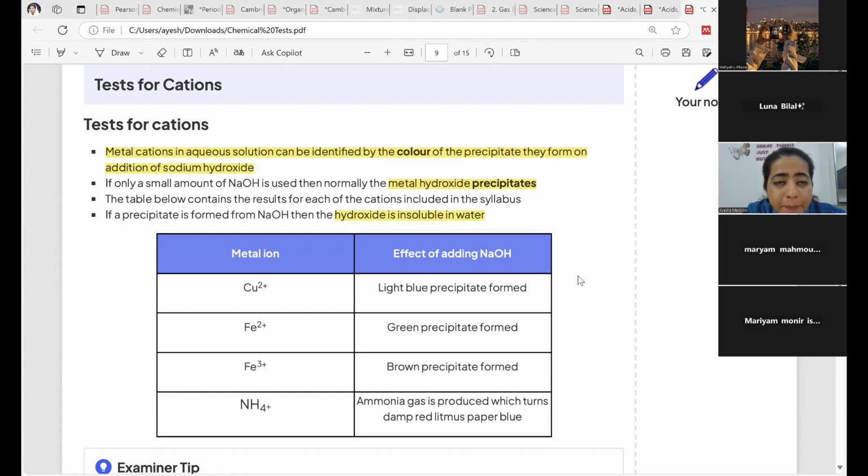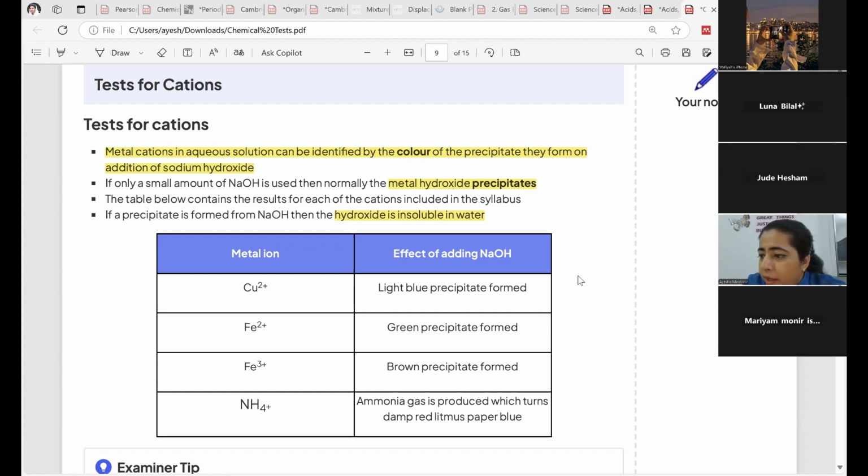Yes, Luna? Yes, Miss, again? I couldn't hear you. Anion and cation, which one is forming from metal, which one is forming from non-metals? For the cation, as we got from Mariam, it has positive charge, so I guess it will be a metal. And the anion will be non-metal, as anions are always negative, so they are going to be non-metal.